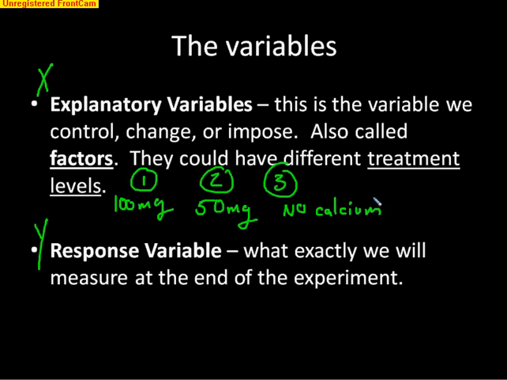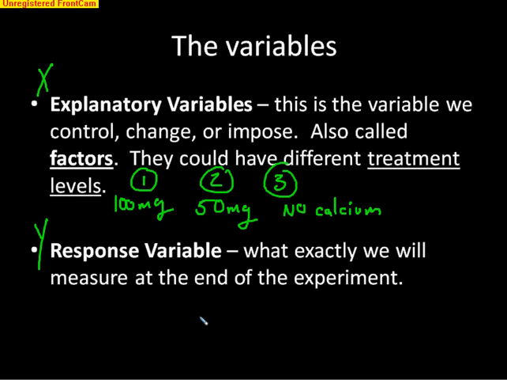So I still have one variable, the calcium pill. It's just coming in three different treatment levels, 100, 50, and none. So I have one factor, calcium pill. Does calcium affect arthritis? Does calcium affect bone density? But I'm going to look at it in three different treatment levels. So if you understand the difference between the treatments there.